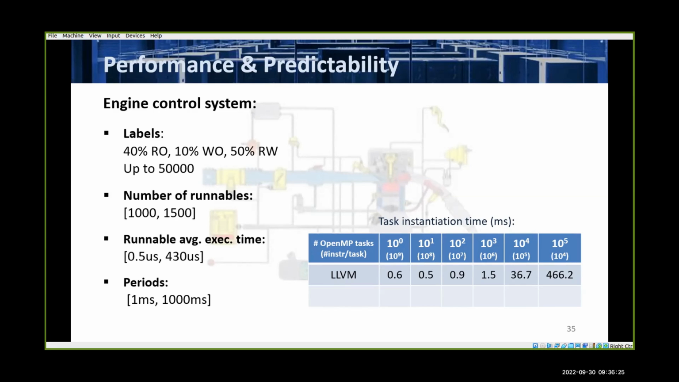So what we see is that, for example, when we have 10 to the power of 2 tasks, the overhead of the runtime is 0.9 milliseconds to handle the tasks. Or when we have 10 to the power of 3, it goes up to 1.5 milliseconds. And if we match that with the execution time of a runnable, we see that the current implementation is not suitable because it is introducing too much overhead to handle tasks.